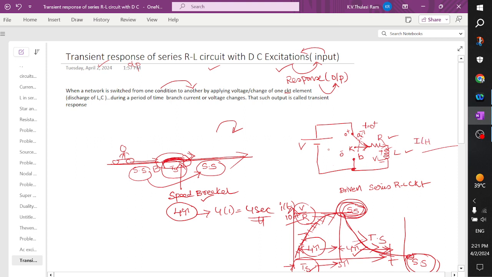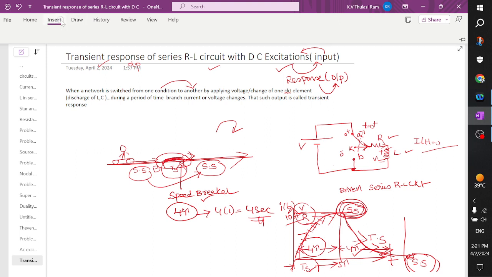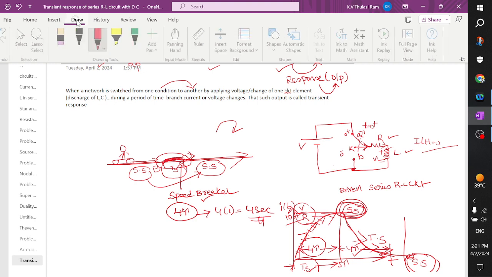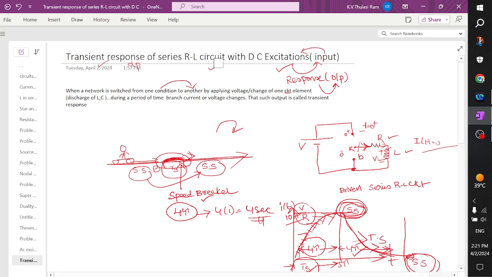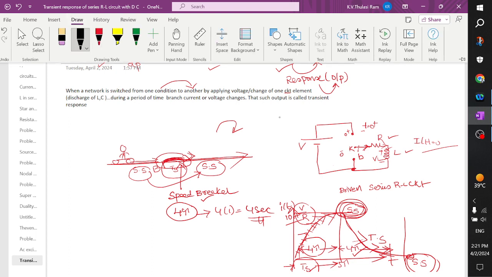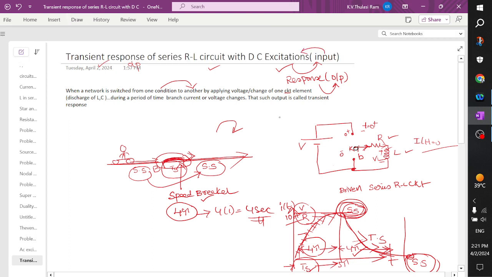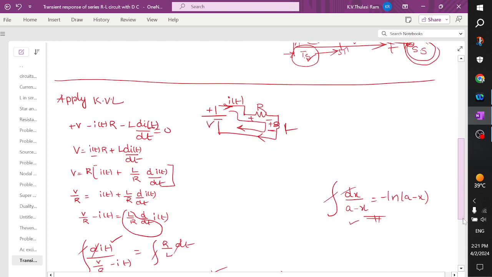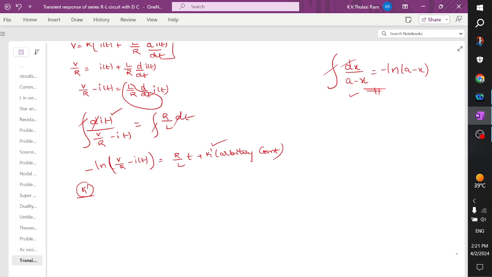Okay, so when the switch is only in position K, you can see here that it is not connected to the source. Since it's not connected to the source, the voltage is not applied, and therefore the current in the network is 0. So this is the condition at t equal to 0 minus.